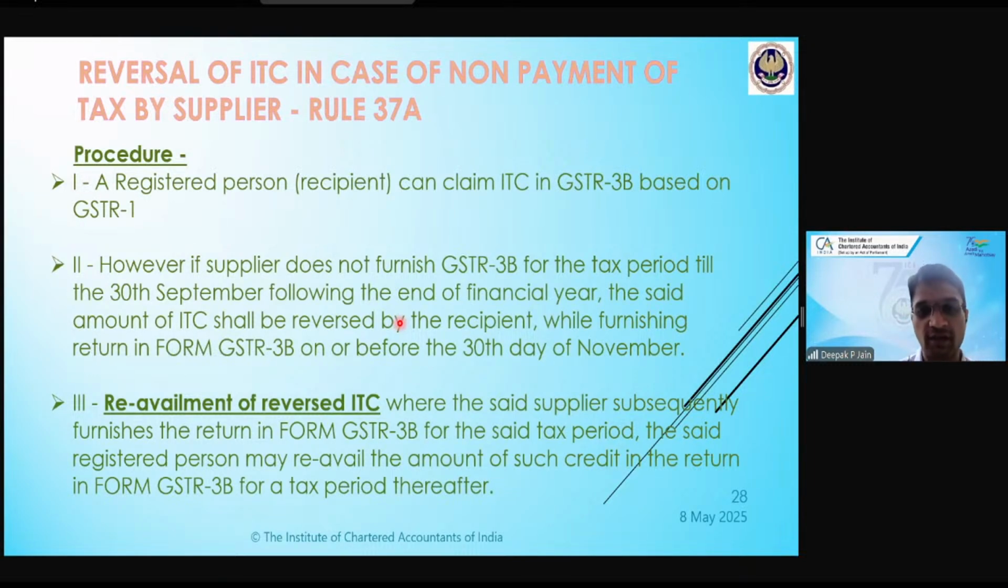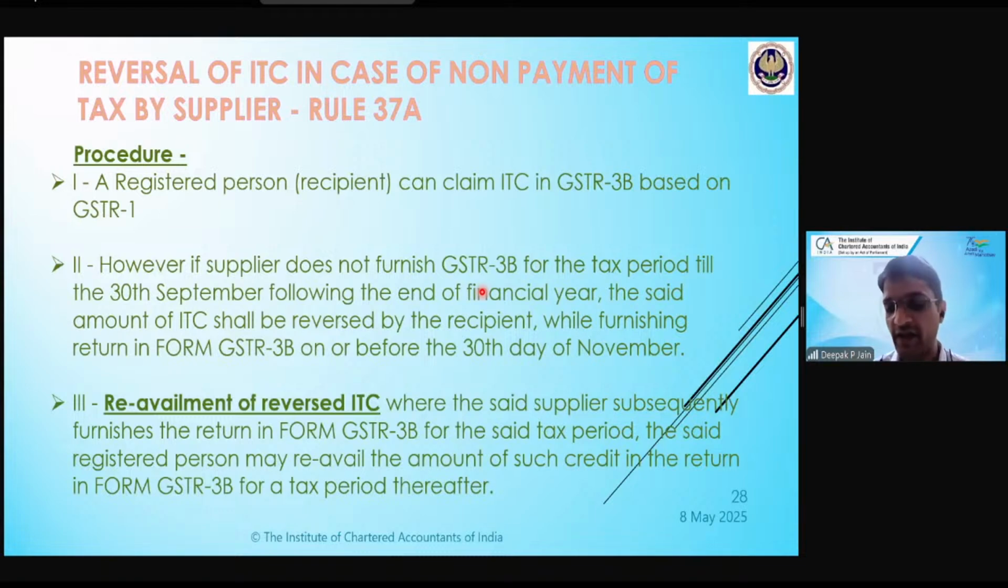So if you do not make the payment to the supplier, right, a registered person can claim ITC in 3B based on the GSTR1, correct? Now, if the supplier does not furnish the 3B for the tax period till the 30th September, the government is saying that, okay, supplier, you have filed your details in GSTR1. There are two different returns under GST. One is GSTR1, another one is GSTR3B.